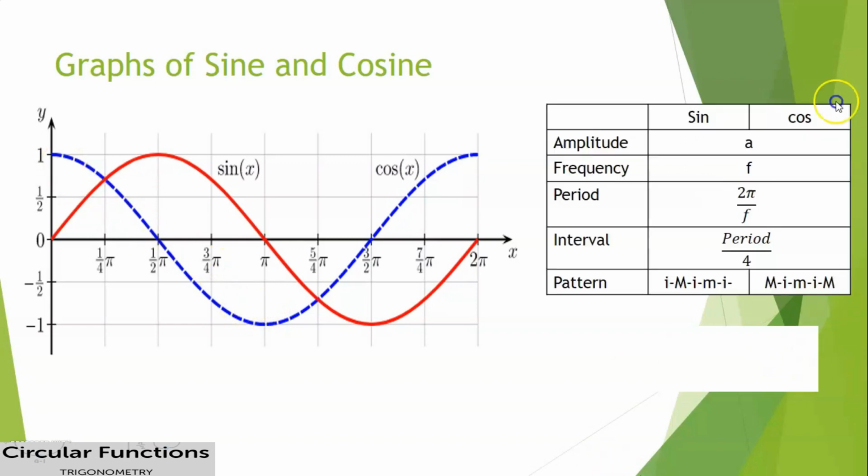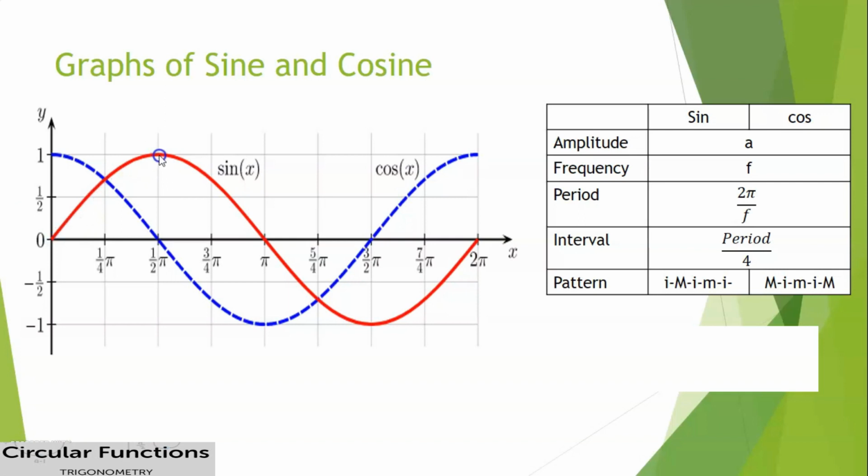Now take note, for sine, the amplitude is a. So here it's 1, that's the height. For frequency, it's denoted with f. To get the period, it's 2 pi over frequency. So whatever the value for your frequency, to get one period, that's 360 over f. So to get the interval, by the way, one period is this cycle.